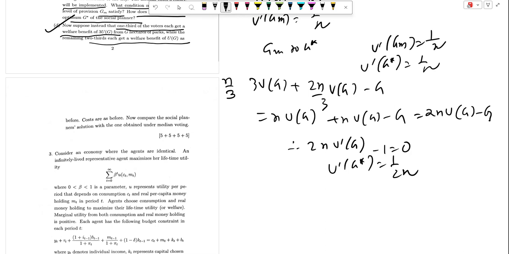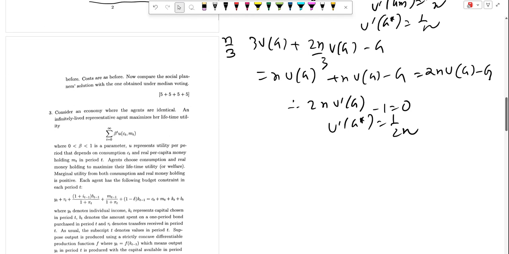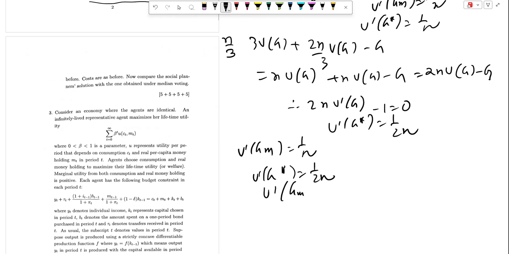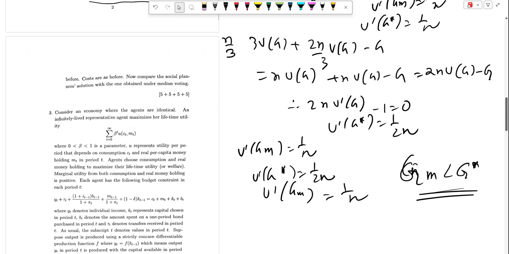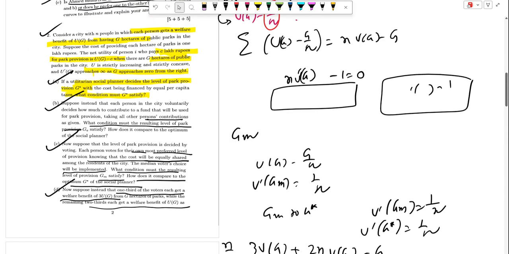So the median voter is now one of the type B individuals, who maximizes U(G) minus G by N. So U'(G_M) is 1 by N. Comparing G_M to G star, U'(G star) is 1 by 2N, while U'(G_M) is 1 by N. Given that U is strictly increasing and concave, G_M is less than G star. So that's the heterogeneous benefits case. The median voter's choice is less than the social planner's optimal level, and that's the end of question number 2.